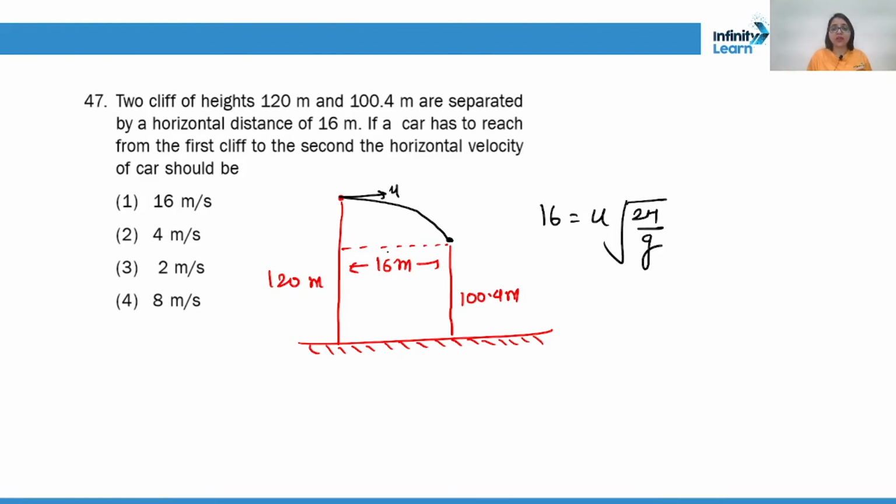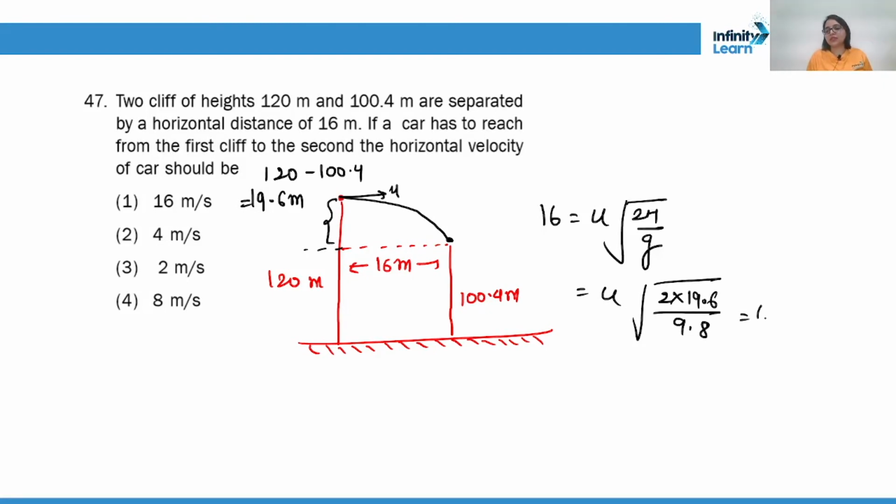Height will be the difference in heights of these two cliffs, which is equal to 120 minus 100.4, and that is 19.6 meter. So this is u into under root 2 into 19.6 divided by 9.8, which is u into 2, and that is equal to 16. So u will be 8 meter per second, right? So the correct answer is option 4, 8 meter per second.